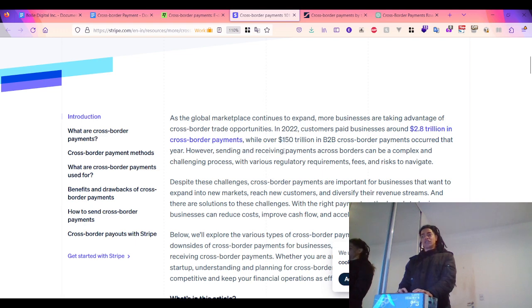However, sending and receiving payments across borders can be a complex and challenging process with various regulatory requirements, fees, and risks to navigate. Something I'm going to put as this.